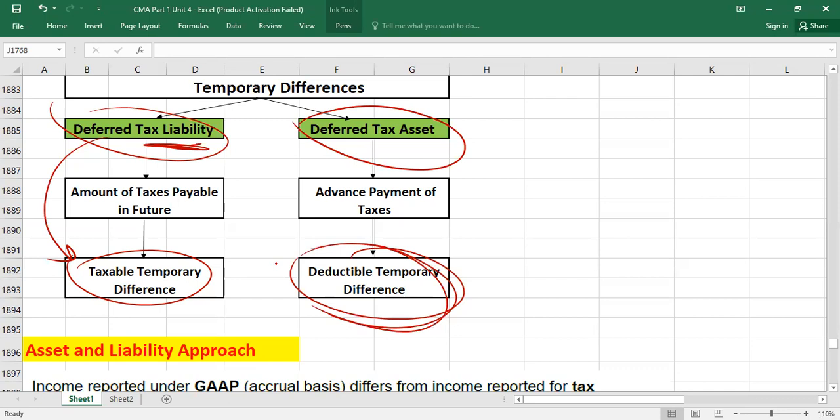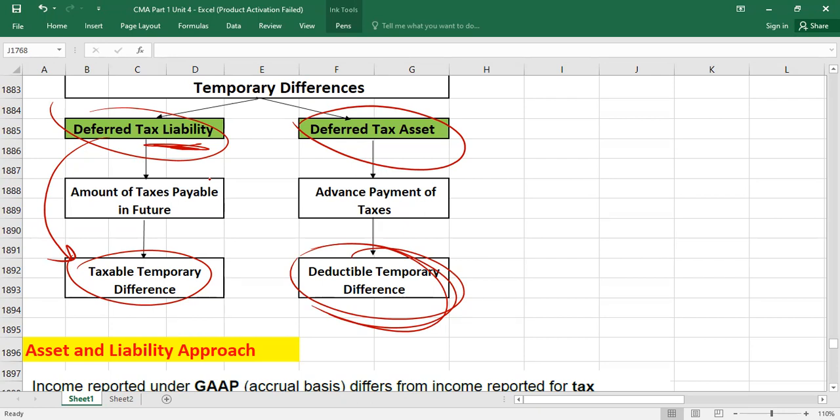Can I ask a question here? Deductible temporary differences would result in what? Option A, deferred tax liability. Option B, deferred tax asset. Deferred tax asset. Taxable temporary differences would result in what? Option A, deferred tax asset. Deferred tax liability. Just 2 terminologies. It has nothing to do with the topic itself, but we need to understand that wording, because sometimes questions are on wording also.